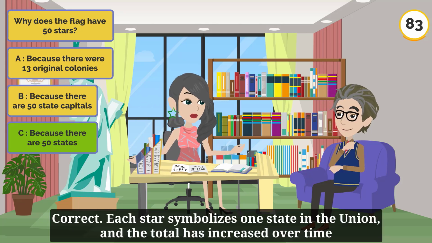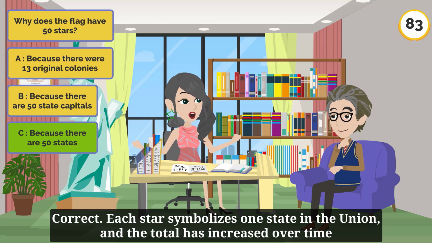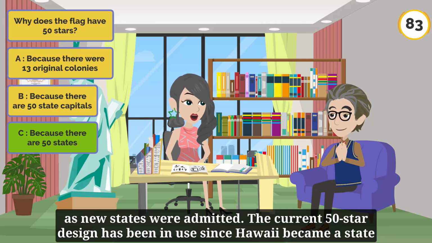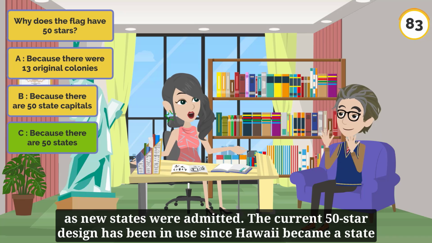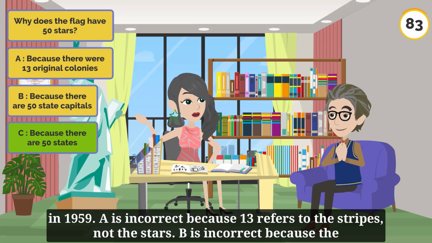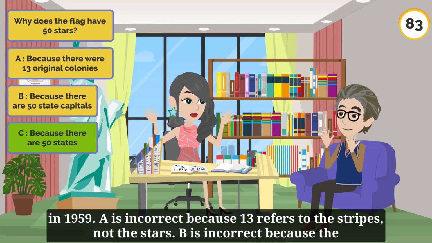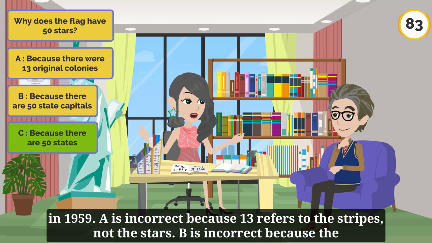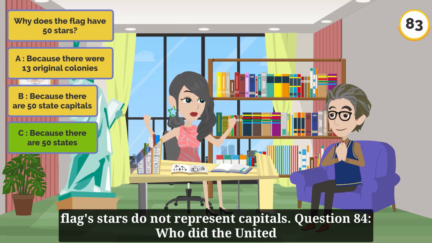Correct. Each star symbolizes one state in the Union, and the total has increased over time as new states were admitted. The current 50-star design has been in use since Hawaii became a state in 1959. A is incorrect because 13 refers to the stripes, not the stars. B is incorrect because the flag's stars do not represent capitals.